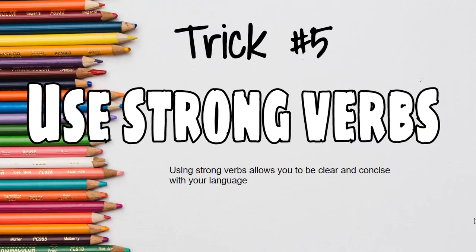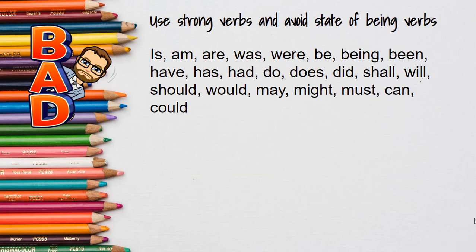So trick number 5 then is to use strong verbs because they allow you to be clear, which was one of our previous tips, and concise or precise, which was also one of our tips, with your language. So ultimately you want to avoid some of these words, and you can read them here on the screen. These are to be verbs: is, am, are, was, were. Go through your writing and see how often you actually use this.